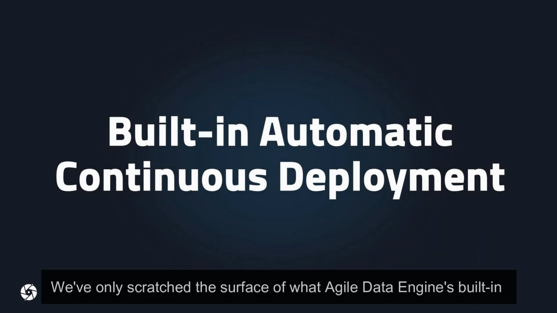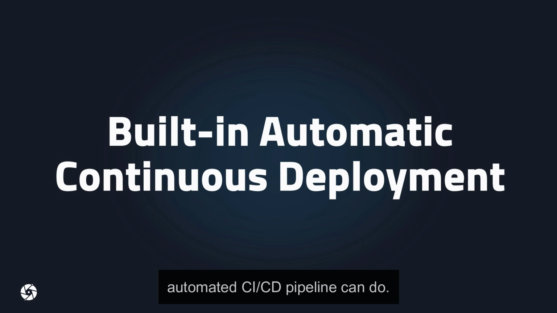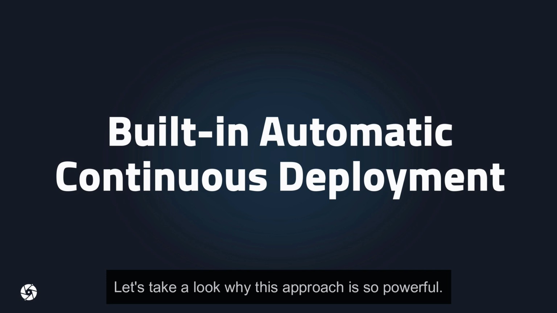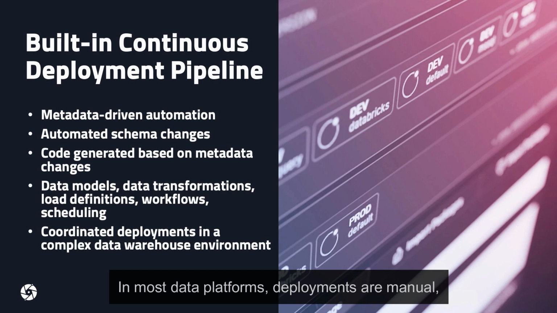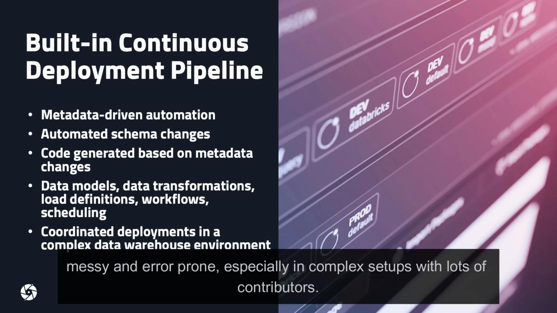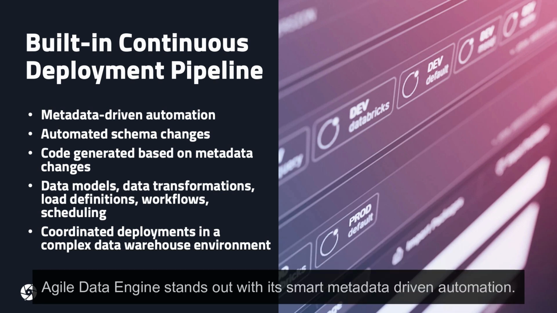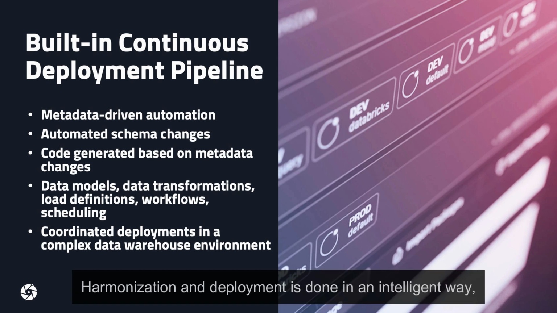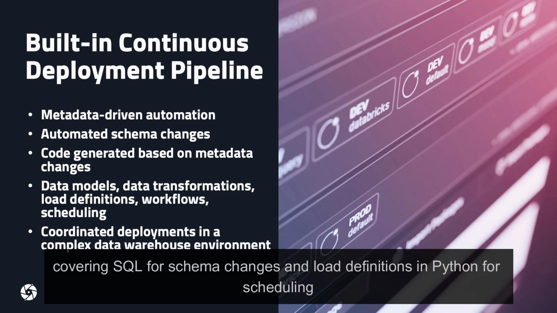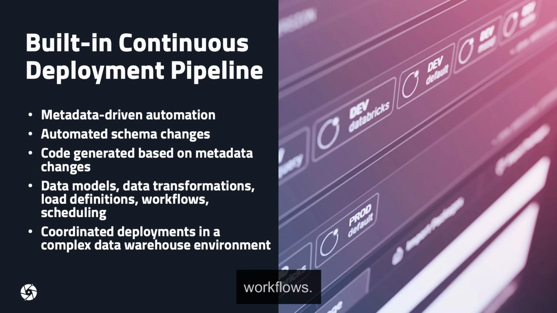We've only scratched the surface of what Agile Data Engine's built-in automated CI/CD pipeline can do. Let's take a look why this approach is so powerful. In most data platforms, deployments are manual, messy, and error-prone, especially in complex setups with lots of contributors. Agile Data Engine stands out with its smart metadata-driven automation. It manages and automates required code generation in one place. Harmonization and deployment is done in an intelligent way, covering SQL for schema changes and load definitions and Python for scheduling workflows.